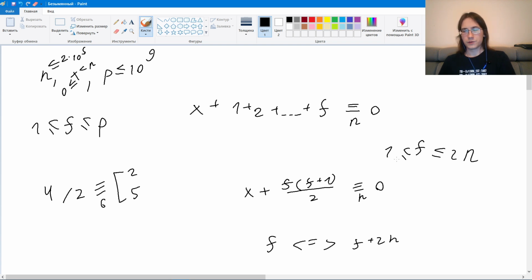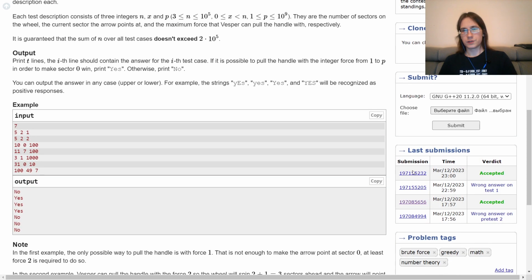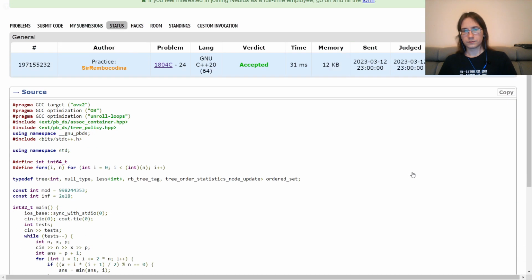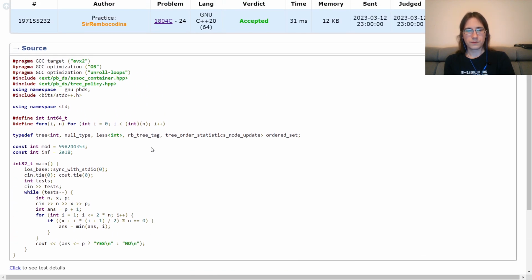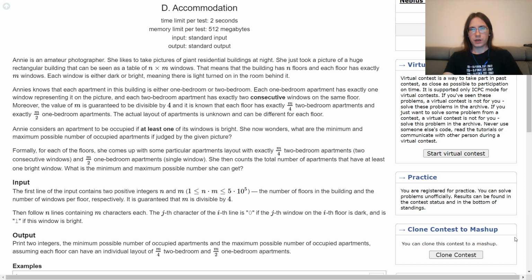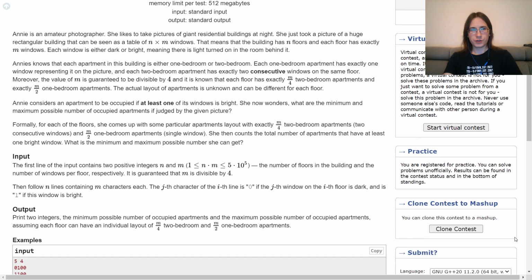And that's exactly what we do in the solution. Let's look at the implementation. So nth is basically the smallest f for which the statement is true. Initially it's p plus 1. I try all the possible f's from 1 to 2n. If I have found any of the possible f that are less or equal to p, then I output yes, otherwise I output no. Now for the problem D, I will not retell the statement, you can read it now.